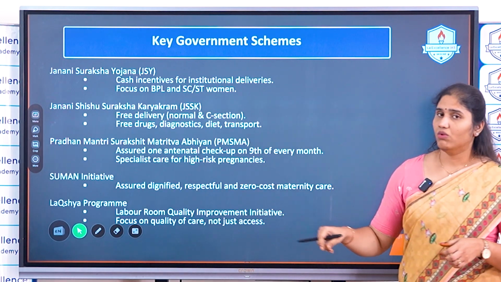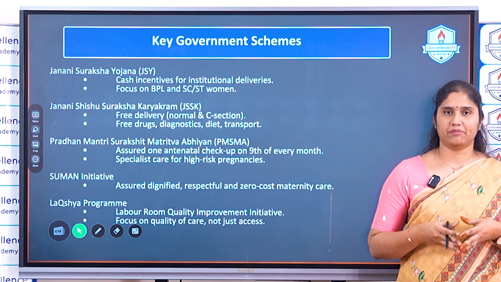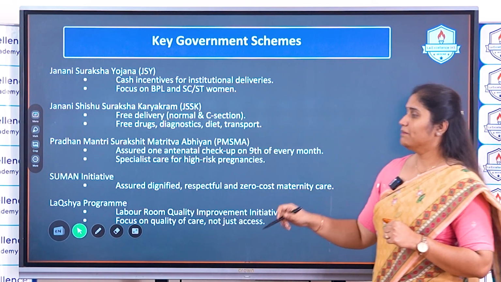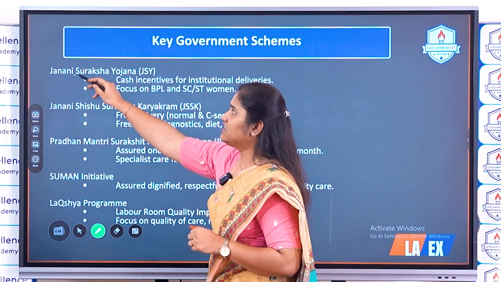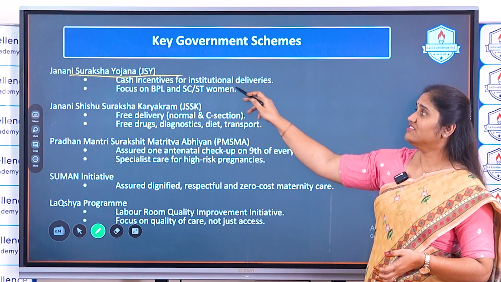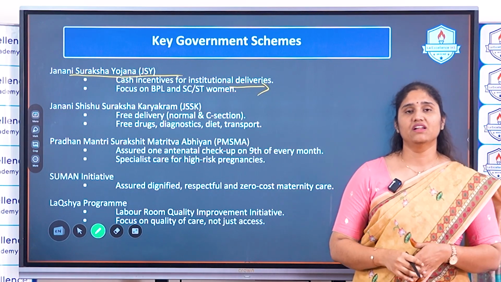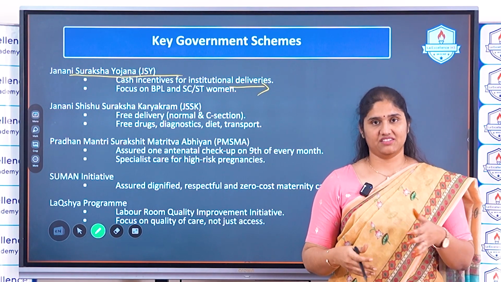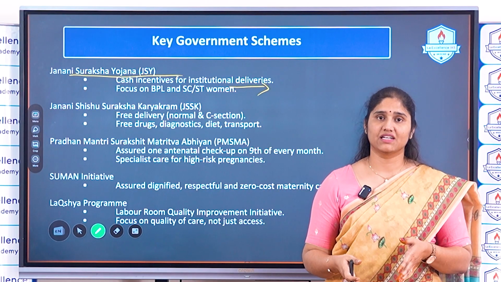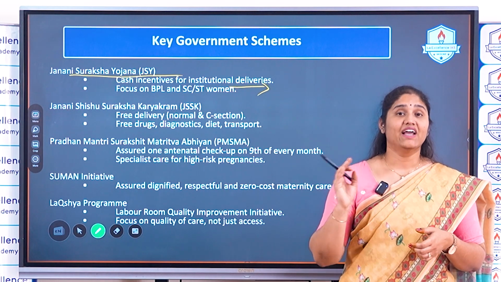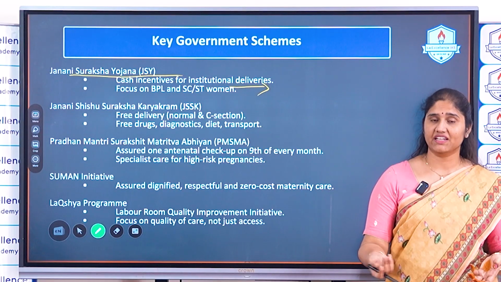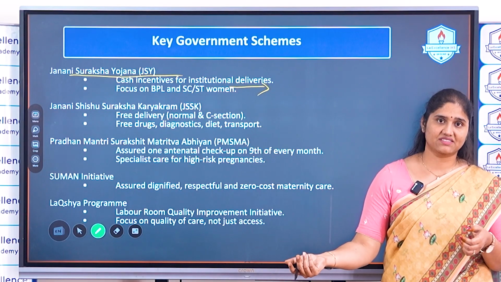Then let's see what are the key government schemes that have been functioning to reduce the maternal mortality rate in India. For example, the first one we have is the Janani Suraksha Yojana. This is a cash-intensive scheme for institutionalized deliveries. Whenever a delivery is done in government hospitals or secondary healthcare infrastructure, cash benefits are given to below poverty line families in the urban areas and to the SC and ST communities in rural India.